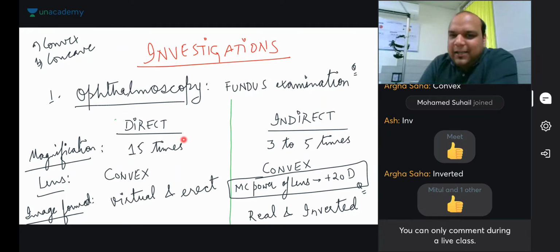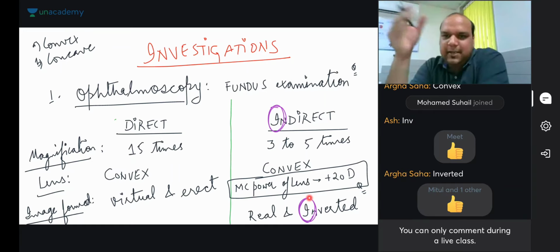Otherwise, if you want to just remember theoretically, I for indirect, I for inverted. And if indirect is inverted, obviously inverted is real. I hope that you do remember this much by yourself, guys. Okay, everybody. So these are the first three differences.